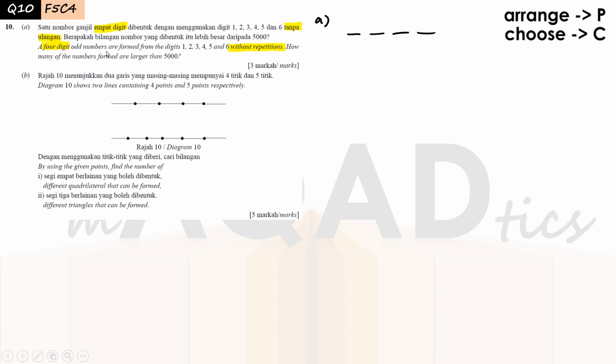Okay, and then the next condition is it must be an odd number. So for the last space here, I can only put the odd numbers, which is 1, 3, and 5. And the last condition here is larger than 5,000. So for the first blank space here, I can only put 5 or 6. Right? Because the values which have the first digit 5 or 6 will be confirmed larger than 5,000. Alright? So now, based on these conditions, we need to find out the number of arrangements.